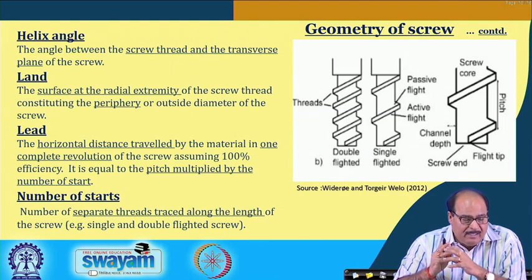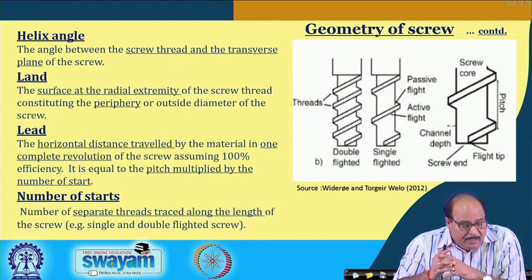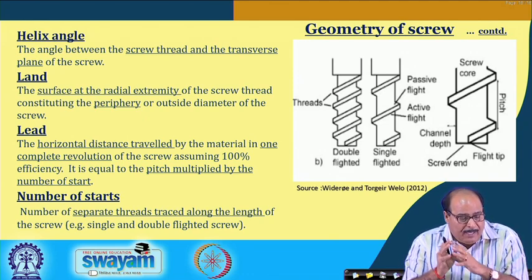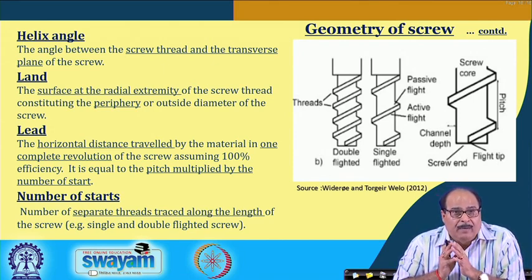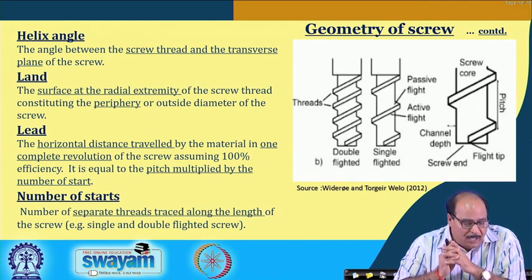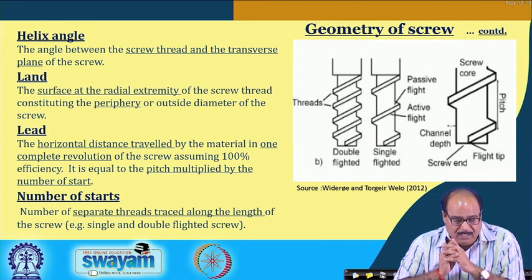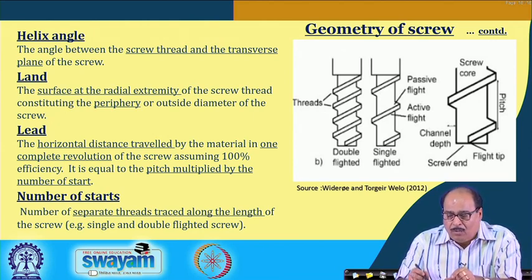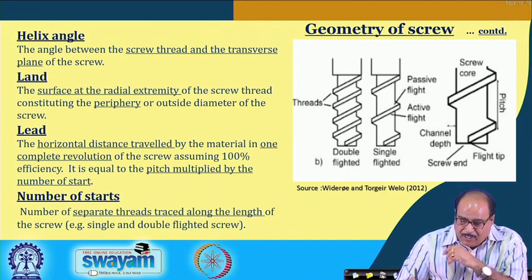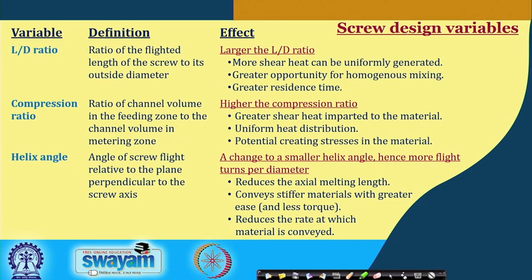Lead is the horizontal distance traveled by the material in one complete revolution of the screw, assuming 100% efficiency. In fact, the lead is equal to the pitch multiplied by the number of starts, and the number of starts is the number of separate threads traced along the length of the screw. It may be a double flighted screw or a single flighted screw, so the number of threads is called the number of starts. By varying these parameters, that is, the screw configuration and design, we can alter the system and process parameters accordingly, and these influence the product characteristics.